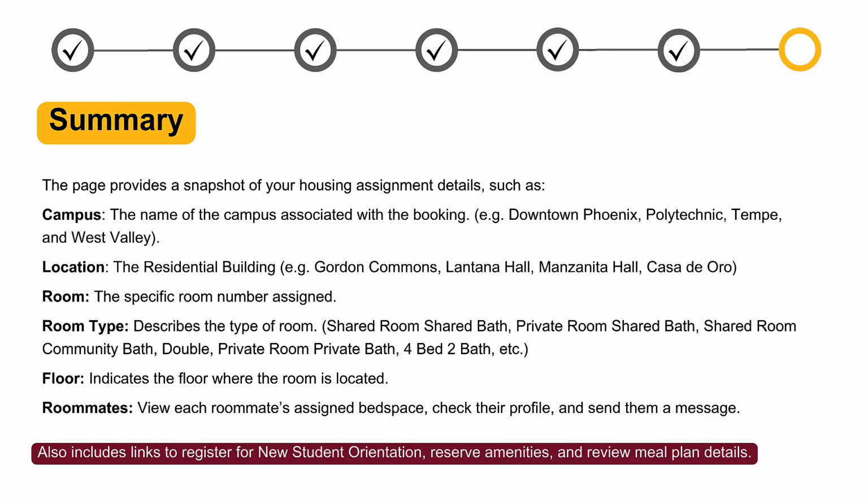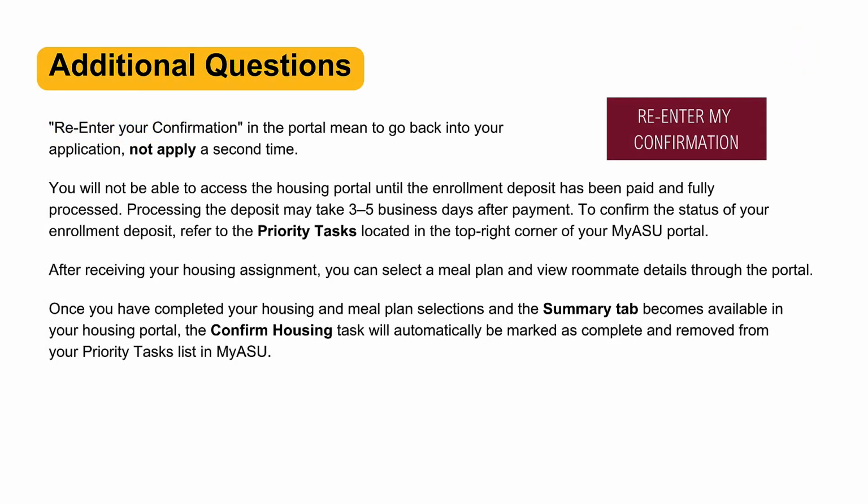Summary page. Your summary page provides a snapshot of your housing assignment details, such as your assigned campus, building, room number, room type, floor, and roommate details, including links to register for new student orientation, reserve amenities, and review meal plan details.